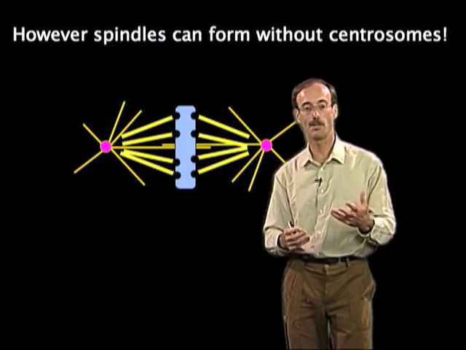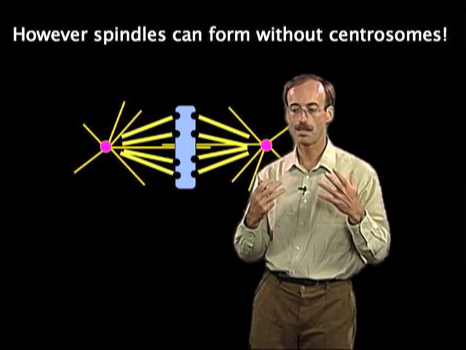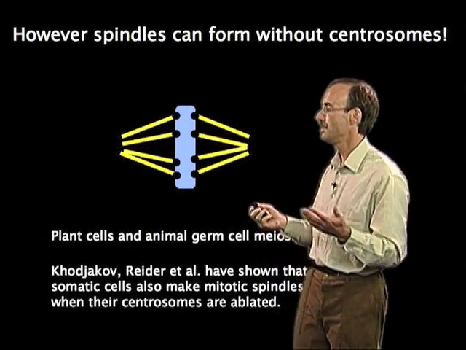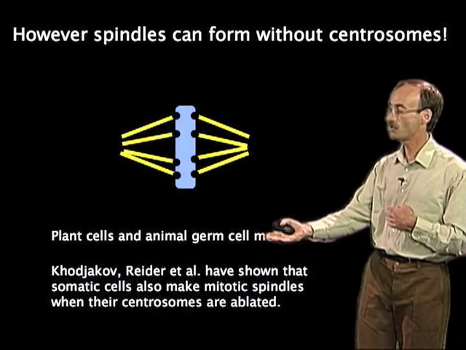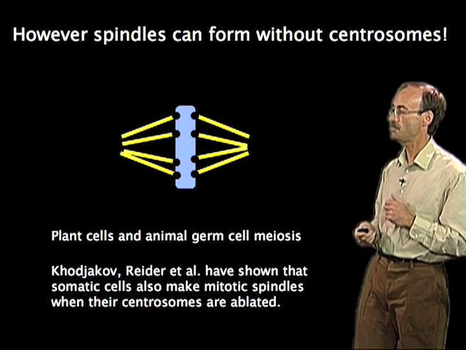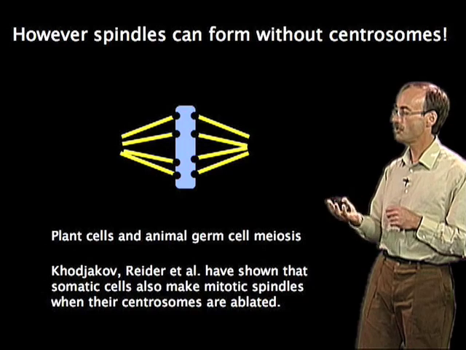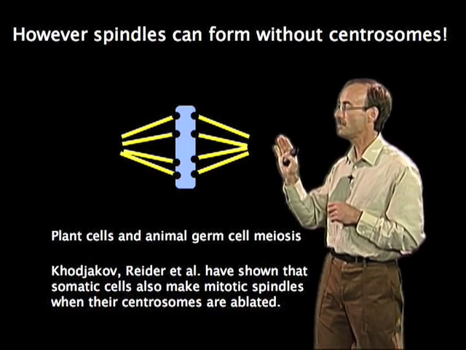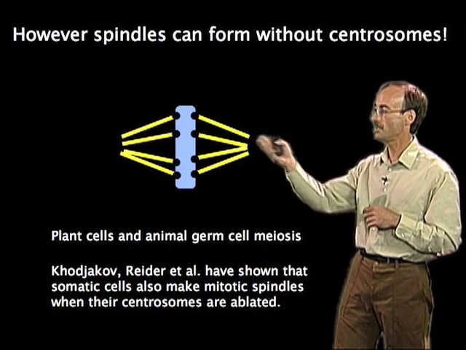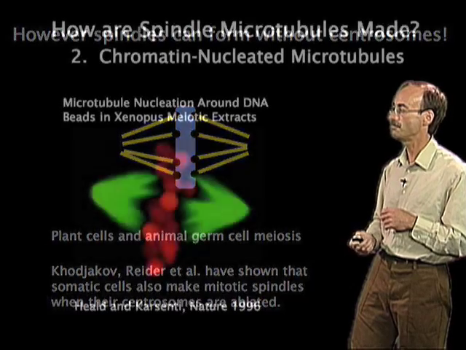However, we also know that spindles will form without centrosomes, so they're not essential. For example, we know that plant cells and germ cells in animals don't have centrosomes, and yet they form mitotic spindles. And Khodjakov and Rieder have shown that you can ablate the centrosome in normal animal somatic cells, and the mitotic spindle will still form.